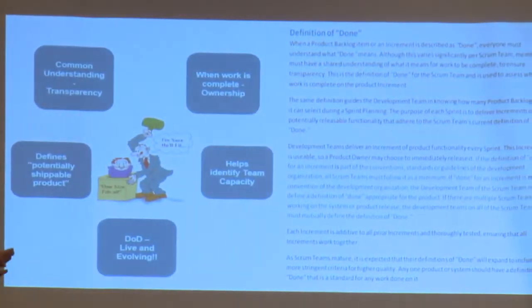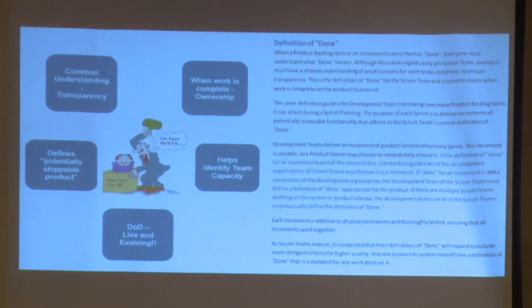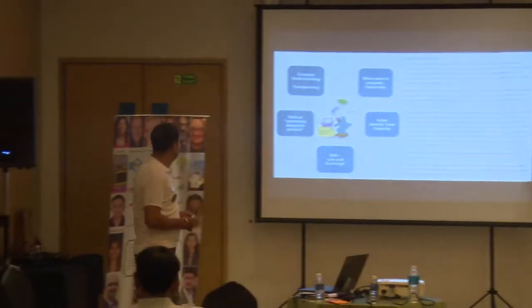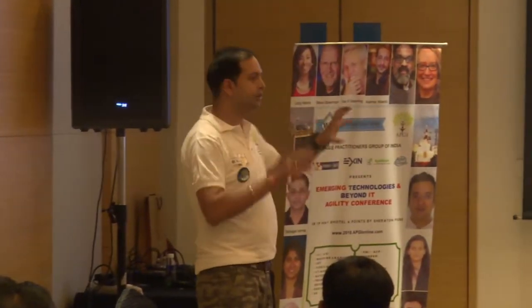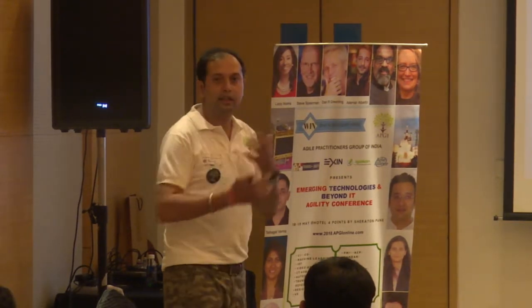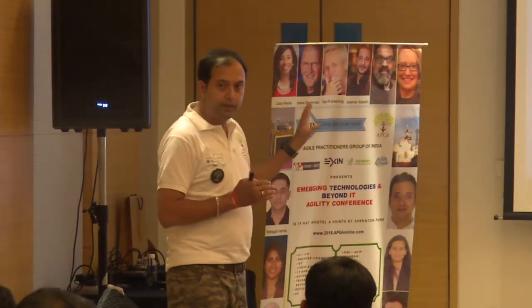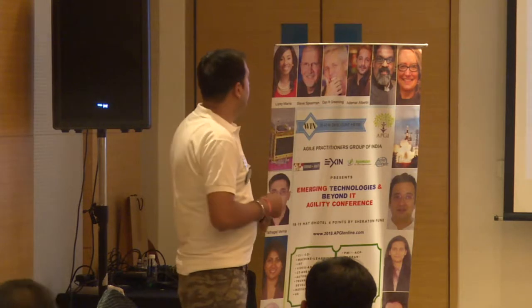That's a lot of text on that. I generally hate text and use pictures, but that is directly from the Scrum Guide definition of done. No need to read, refer to the Scrum Guide. These are the components of a good definition of done. A common understanding and transparency should be there for a definition of done. Why we need that, I will come to that, but I'm just talking about what a definition of done is.